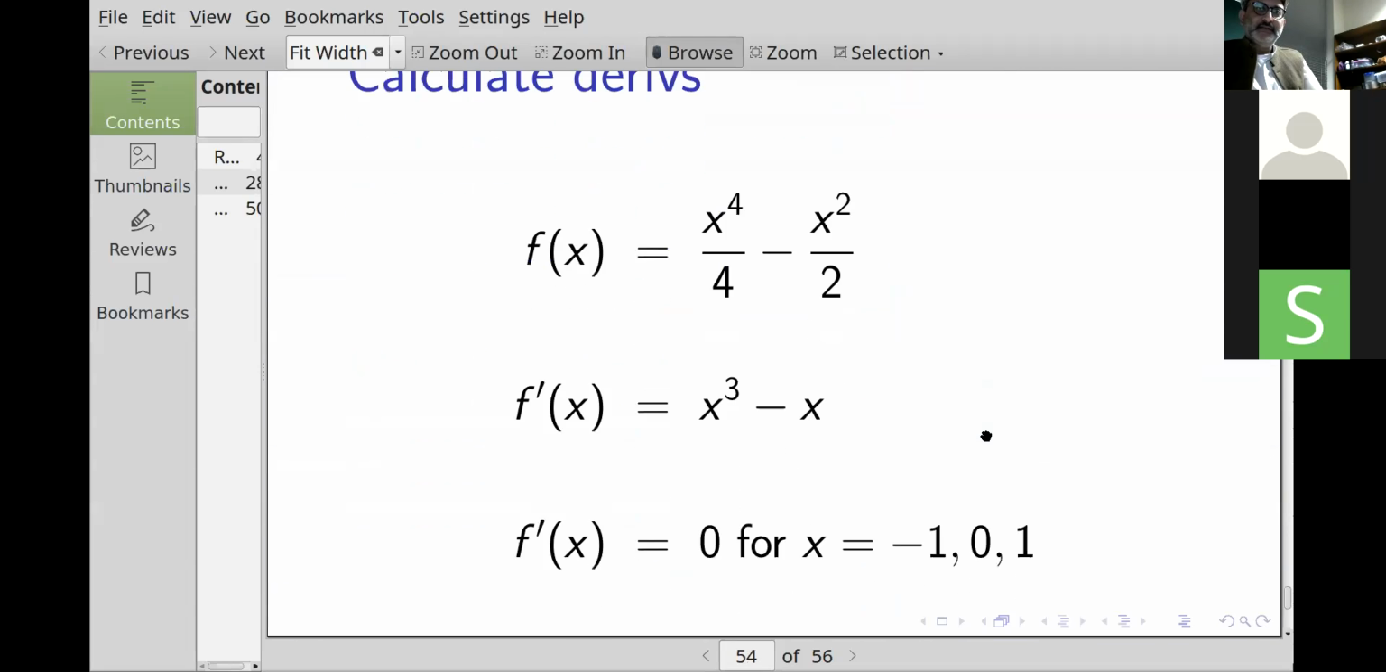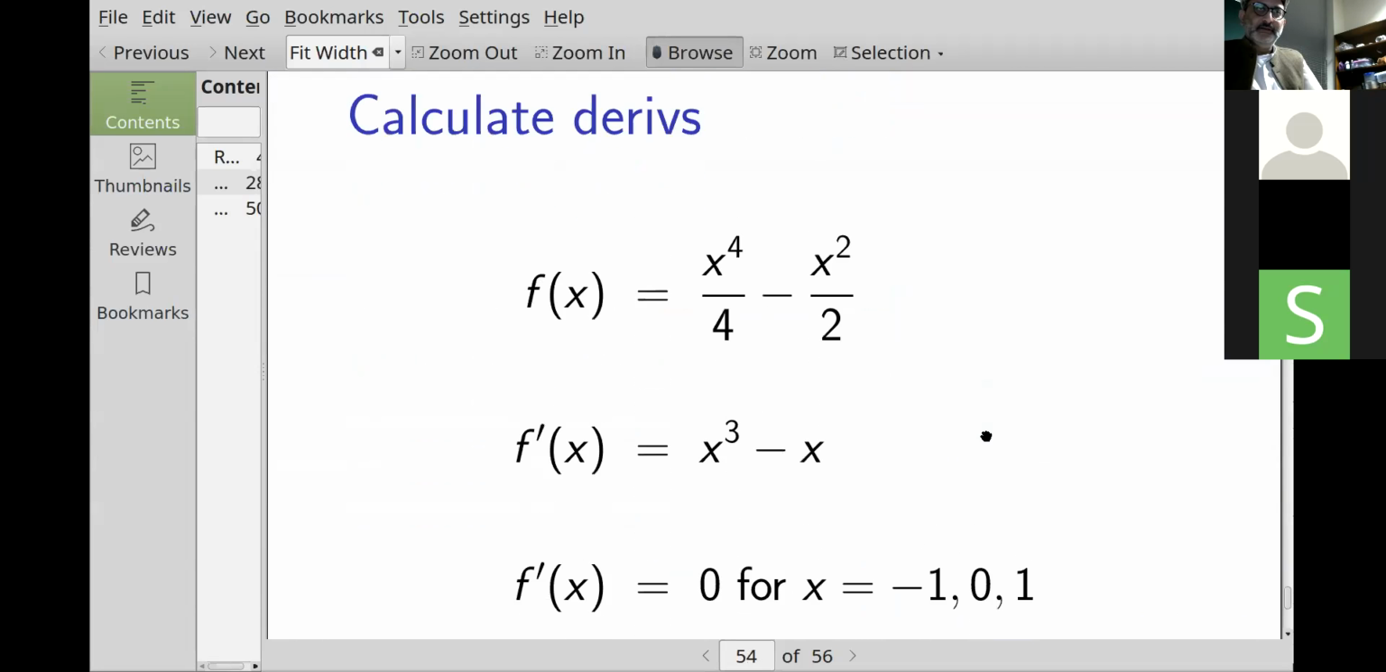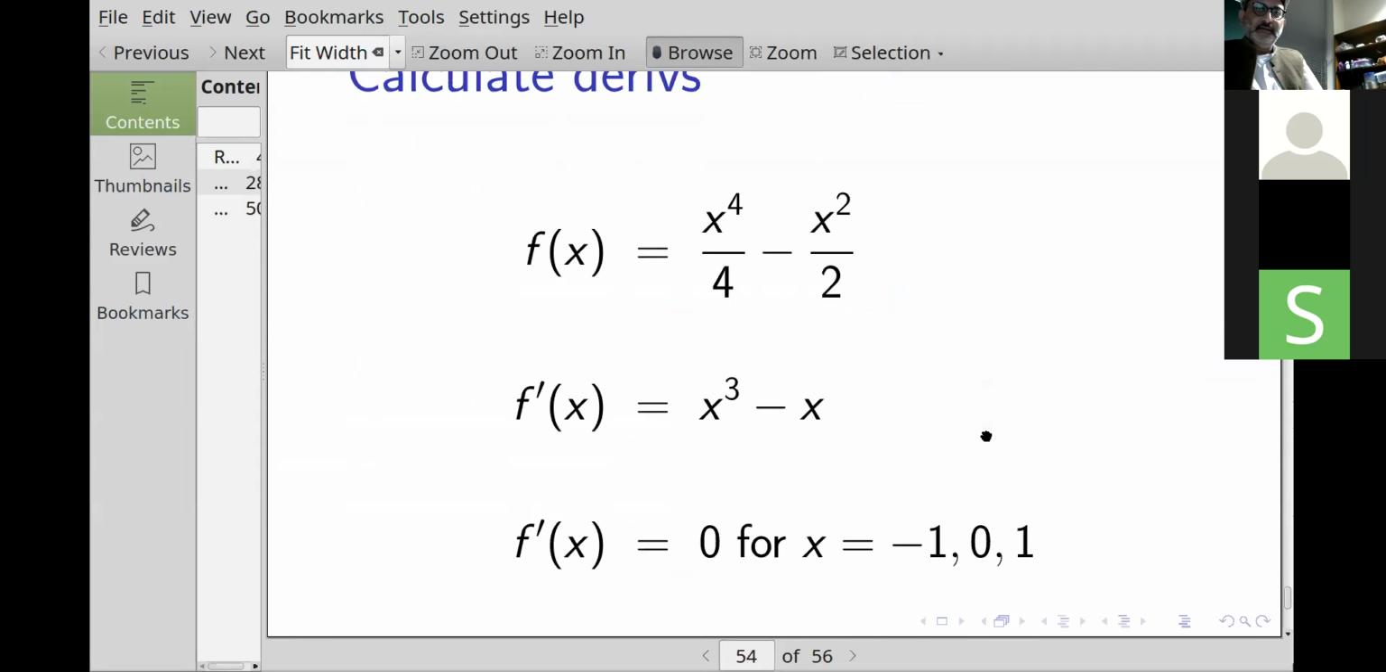So let's say that I've got this function, and let's say it was defined on all of the reals. So the function is x to the 4 over 4 minus x squared over 2. Its first derivative is x cubed minus x. Then its critical points are -1, 0, and 1. We already did all of that, right? Now, yes, someone has a question?